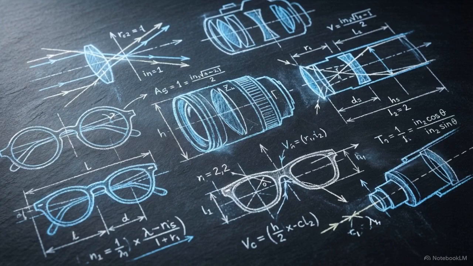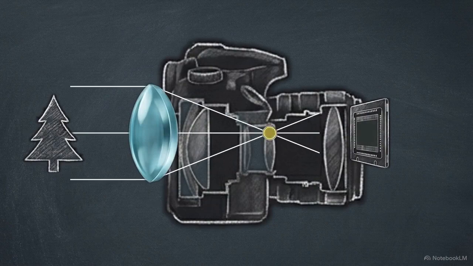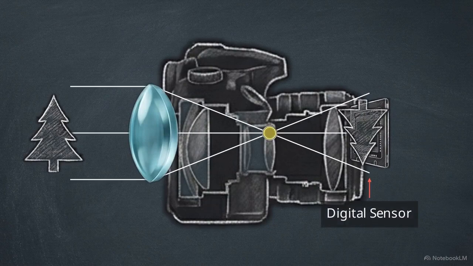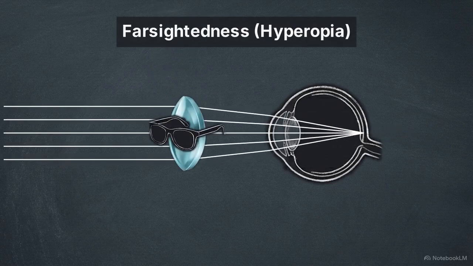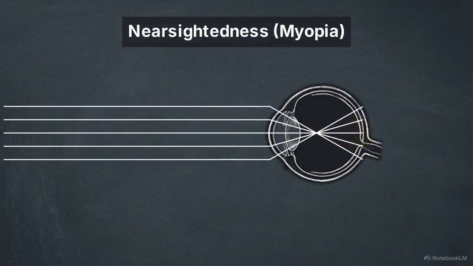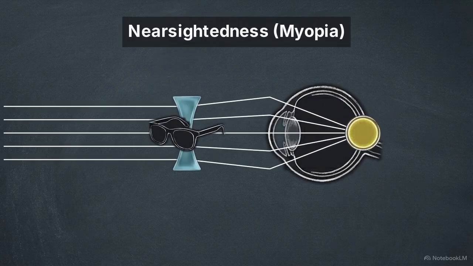We use these specific properties to build our world. Inside a digital camera, a convex lens uses its gathering power to capture light and project a real, inverted image perfectly onto the flat digital sensor. If a person is far-sighted, their eye fails to bend light sharply enough. We place a convex lens in their spectacles to gather and converge the light early, before it even hits the eye. If a person is nearsighted, their eye bends light too sharply. We give them spectacles with concave lenses to spread the light out slightly, delaying the focus so it lands perfectly on the retina.